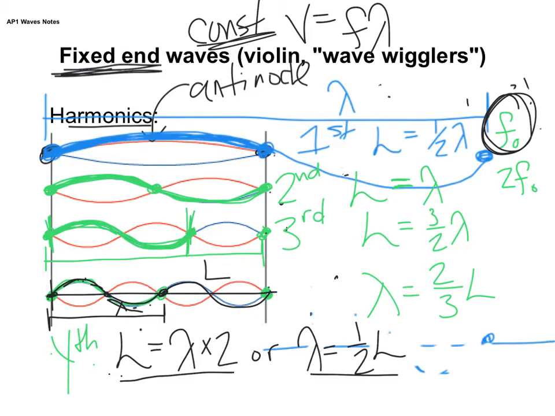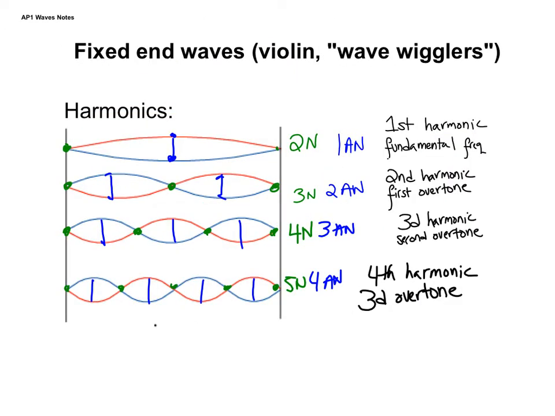All right. So, summary, I'm going to take a look here. So I'm showing our first harmonic, our second harmonic, our third harmonic, and our fourth harmonic. You can see with our first harmonic, when we have a fixed end wave, we've got a node at each end and an antinode in the middle. Our second harmonic is going to be the wave that has 3 nodes and 2 antinodes. Our third harmonic has 4 nodes and 3 antinodes. And our fourth harmonic has 5 nodes and 4 antinodes.